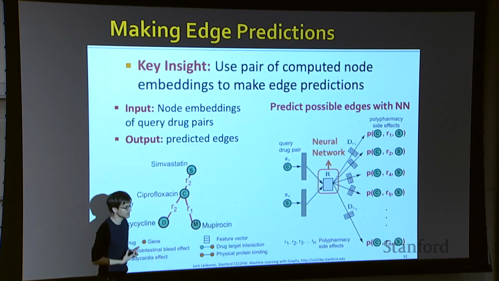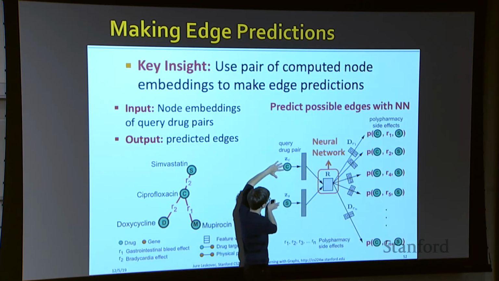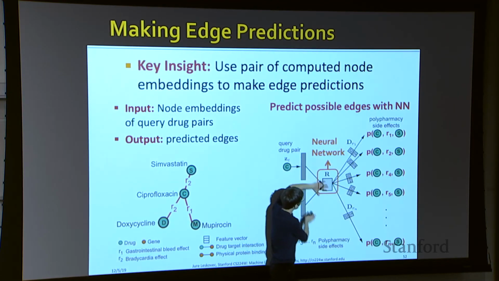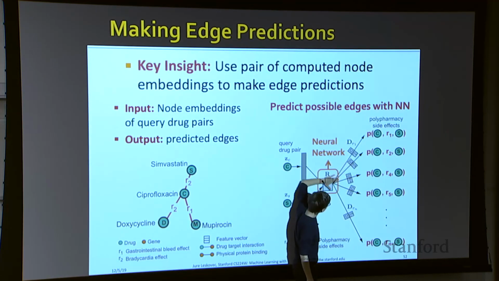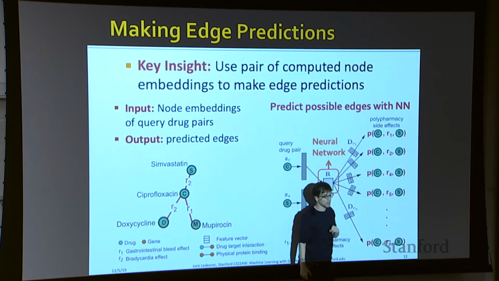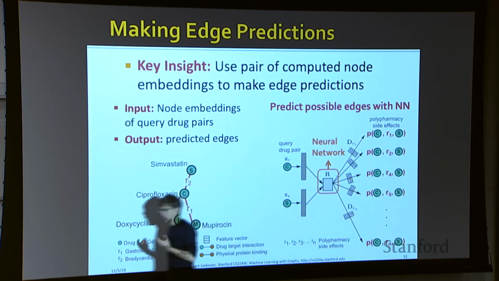Now we need to predict the edge types. The way we predict the edge types is to say, here's the embedding for one drug, here's the embedding for the other drug, and now I want to create 1,000 different predictions, one for every edge type, one for every side effect type, right? That's the way we will do this.